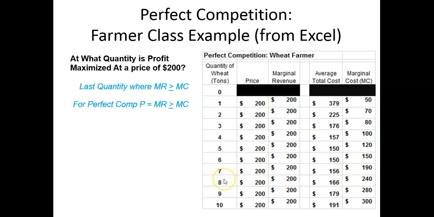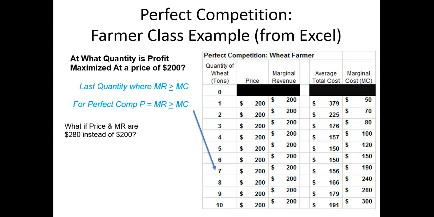But if we produce and sell the 8th ton, our revenue only goes up by 200. Our costs go up by more than that. So if we made and sold the 8th ton, our profits actually go down by 40. So the last time when the price, equaling the marginal revenue, is greater than or equal to marginal cost is at the 7th ton. So at a price of $200, we produce 7 tons to maximize profit. Make sure that that is intuitively clear.